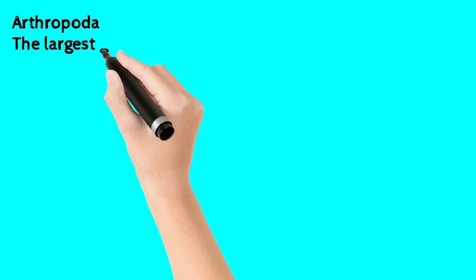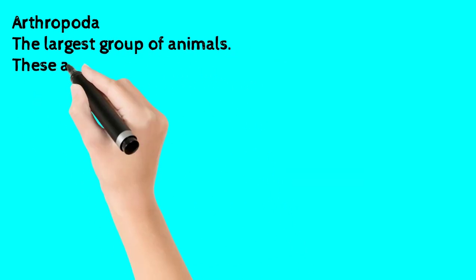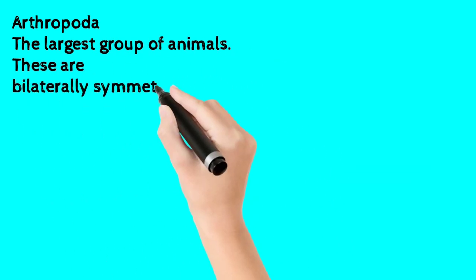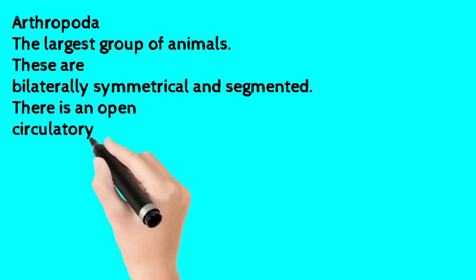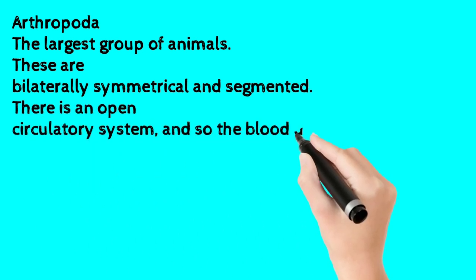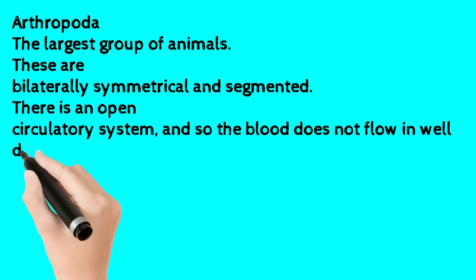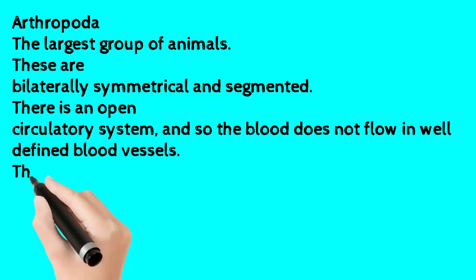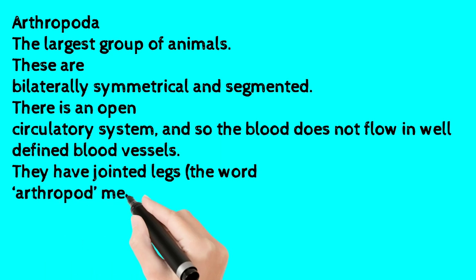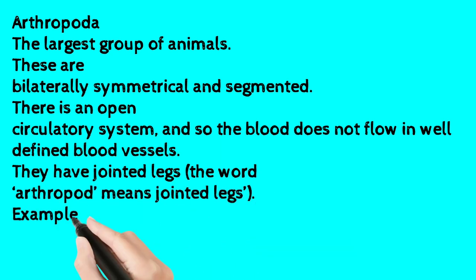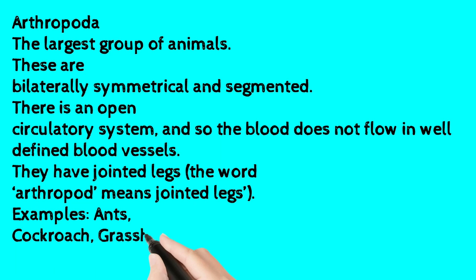Arthropoda, the largest group of animals. These are bilaterally symmetrical and segmented. There is an open circulatory system, and so the blood does not flow in well-defined blood vessels. They have jointed legs. The word arthropod means jointed legs. Examples: ants, cockroach, grasshopper, scorpions.